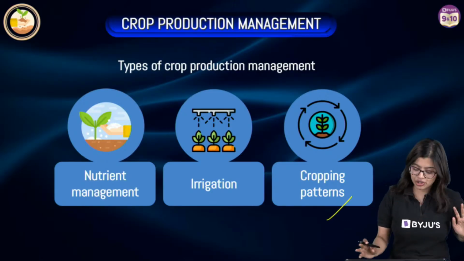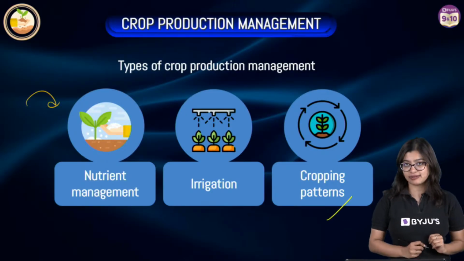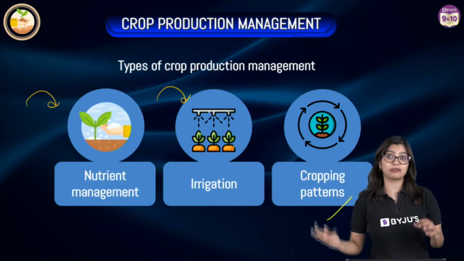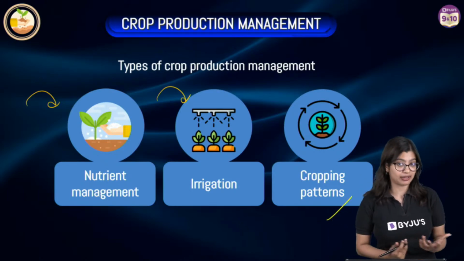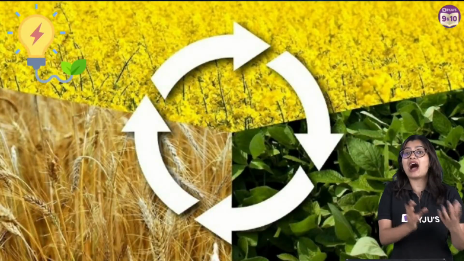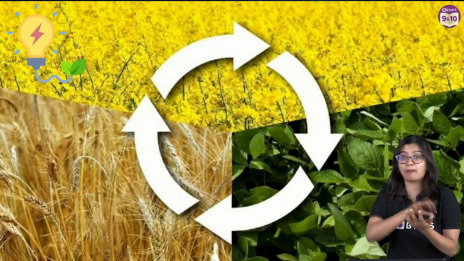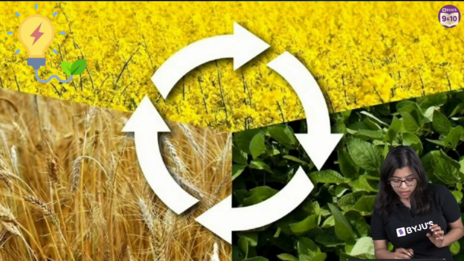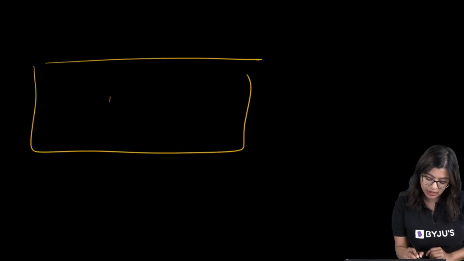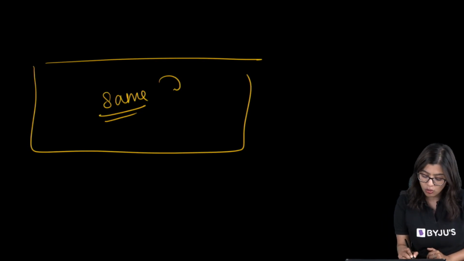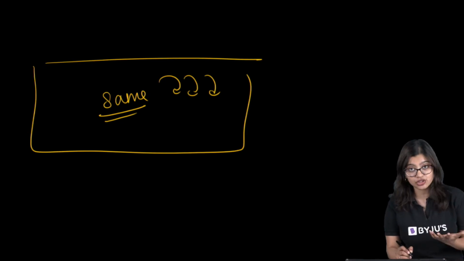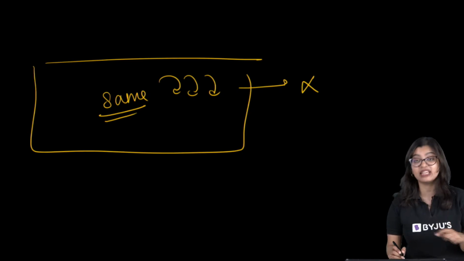Now, imagine I use my nutrients wisely, I've used my water wisely, but the way I cultivate my crops also needs to be effective. So this is what we mean by cropping pattern. The way I grow my crops, right? What pattern in which I grow. Now one aspect is I have a piece of land, and what I do is I grow the same crop over and over and over in that one piece of land. But what we have understood is that this is not very wise.